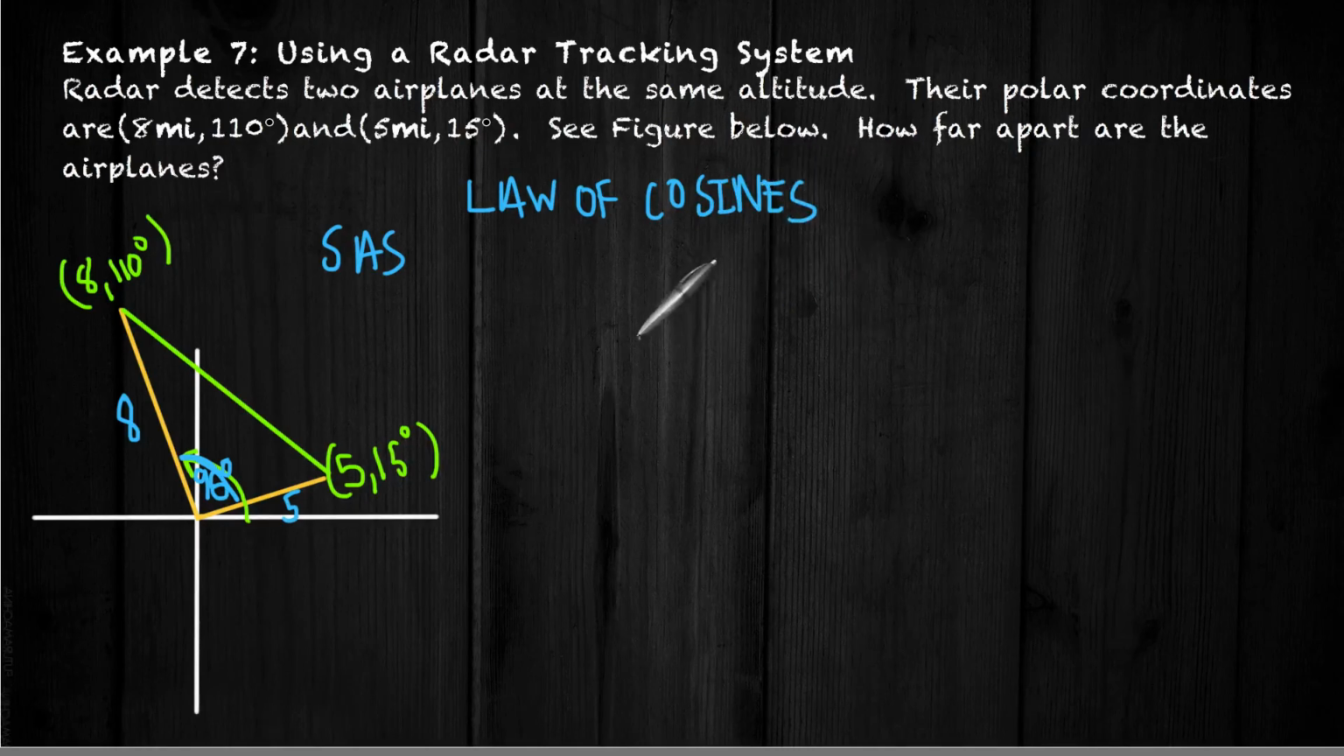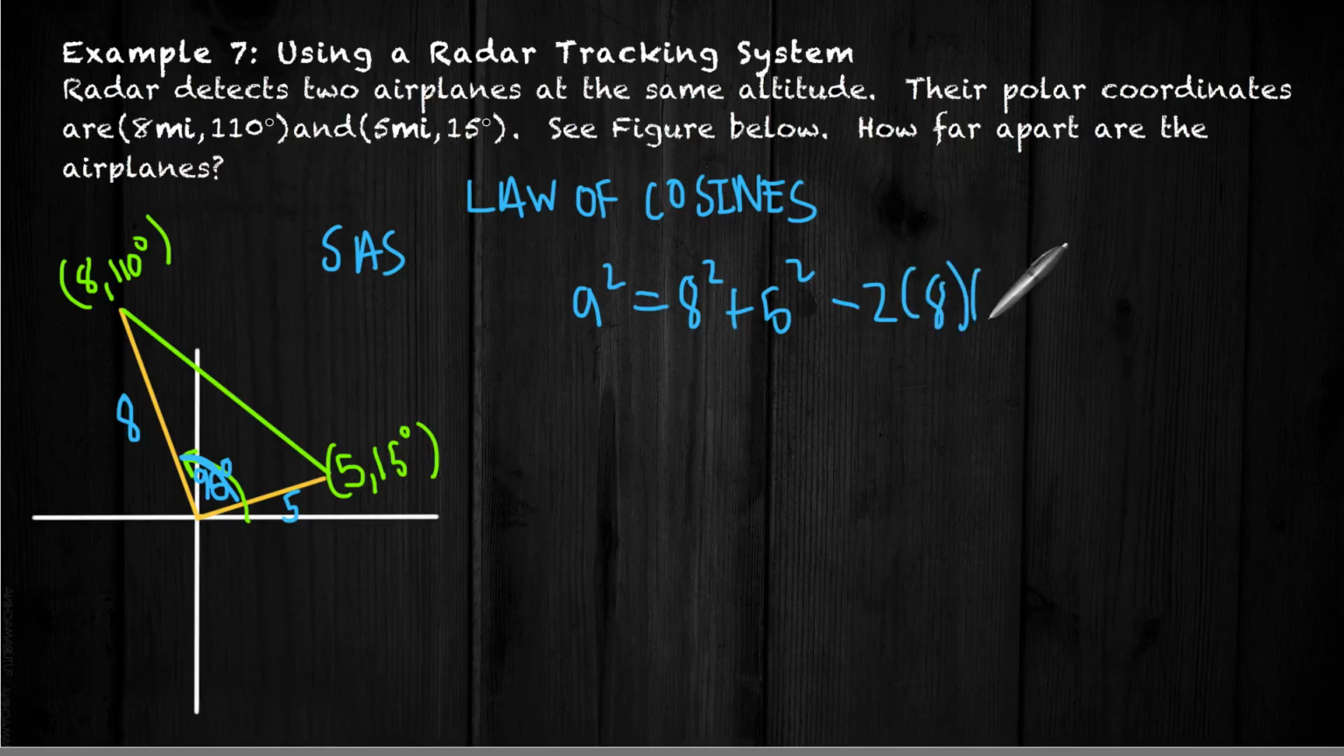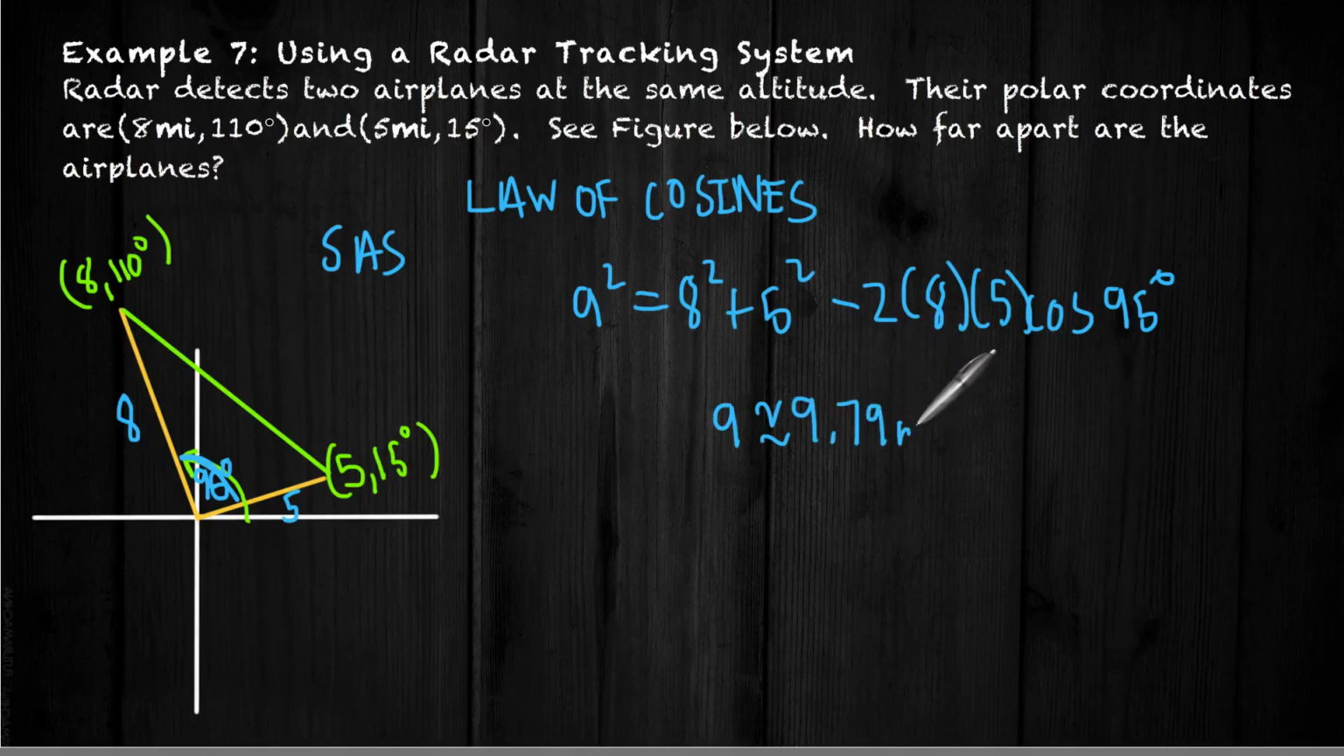So when we use law of cosines, we'll just say a squared equals 8 squared plus 5 squared minus 2 times 8 times 5 cosine of 95 degrees. Plug that into your calculator. Make sure you take the square root, and you get a is 9.79 miles, and that represents the distance that the airplanes are apart from each other.